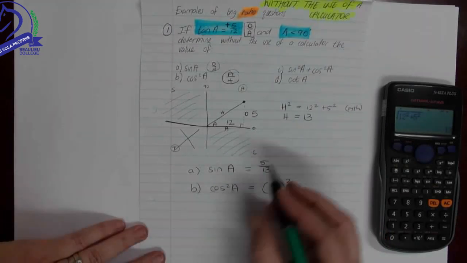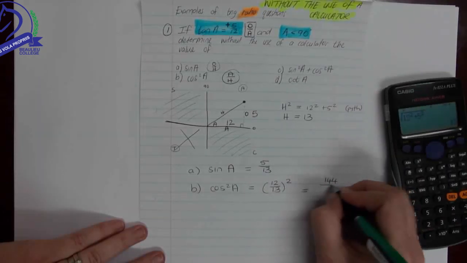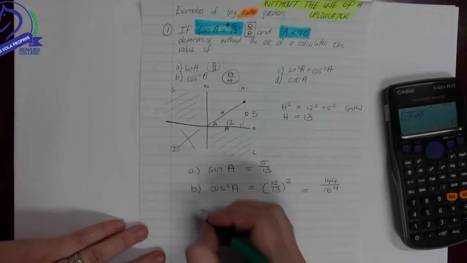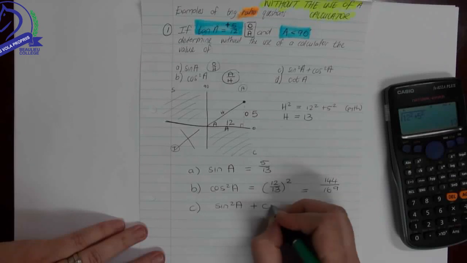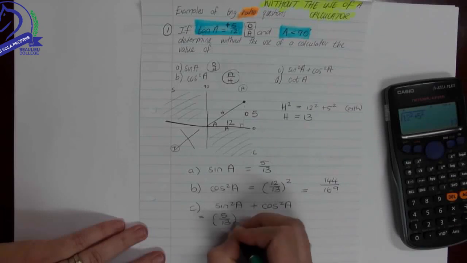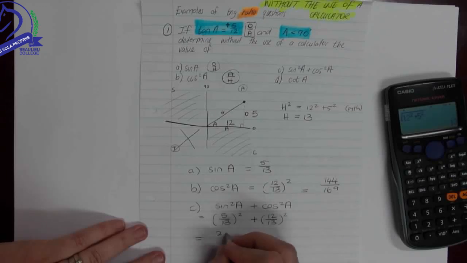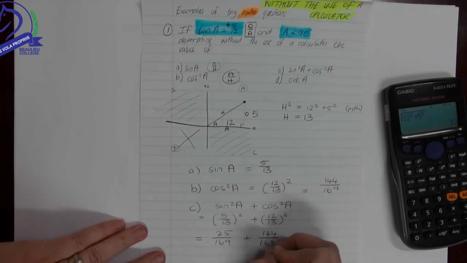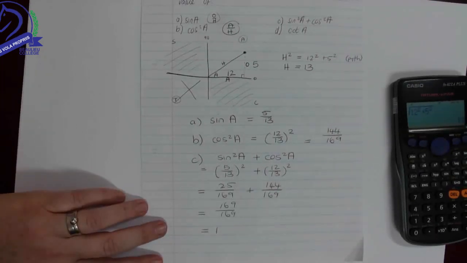And that must be squared. So A is 12, H is 13, so it's 144/169. C, I have sine squared A plus cos squared A. So I have 5/13 squared plus 12/13 squared. That gives me 25/169 plus 144/169. That's 169/169, which is equal to 1.